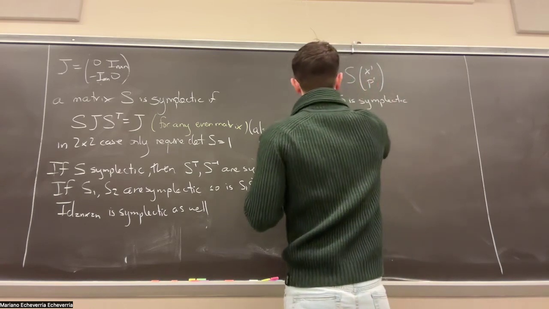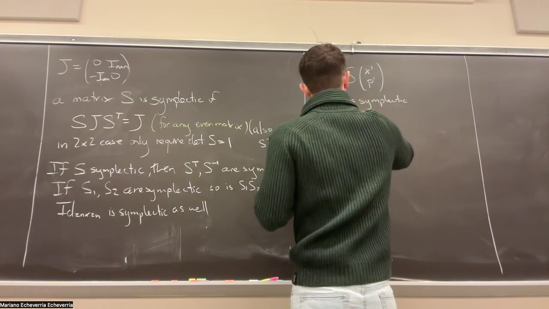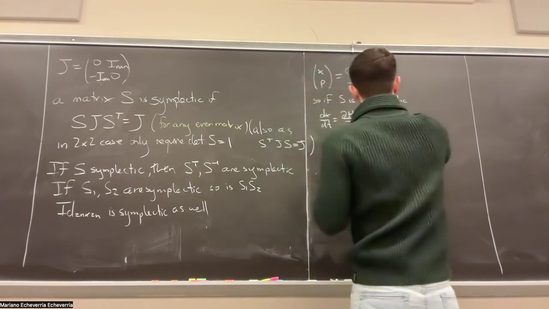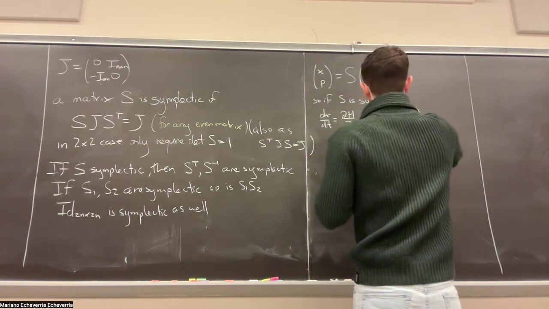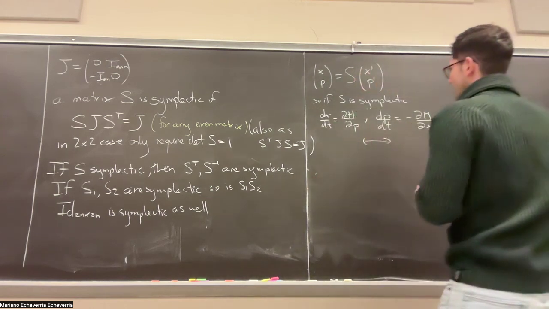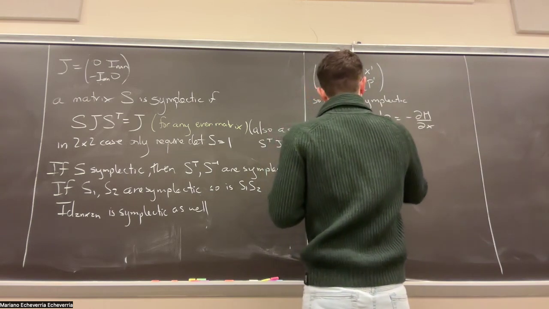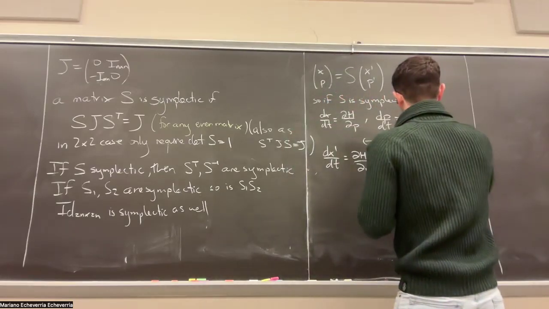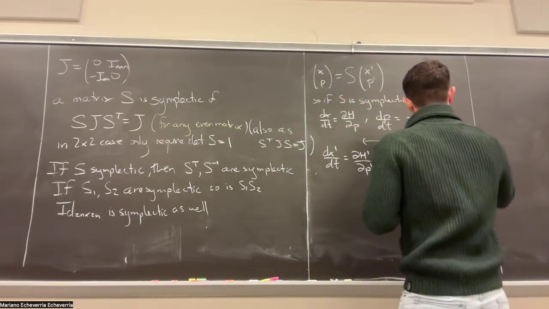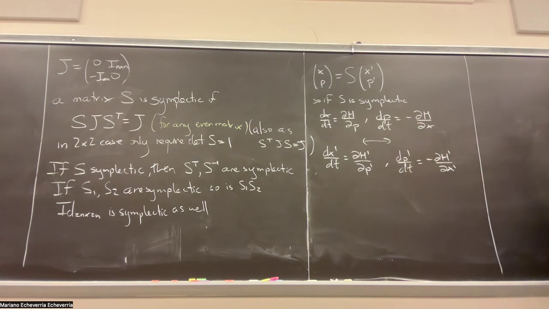you had dx/dt equals the partial of h with respect to p, and dp/dt equals minus the partial of h with respect to x. If and only if, I mean, the idea is that the form of the equations is the same. So you can write the equation. That's kind of what we were discussing before.